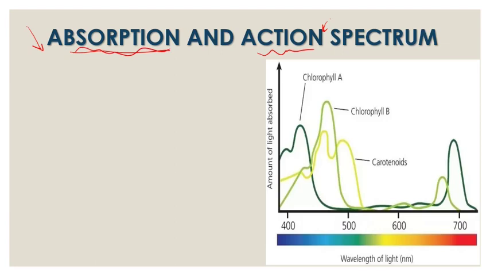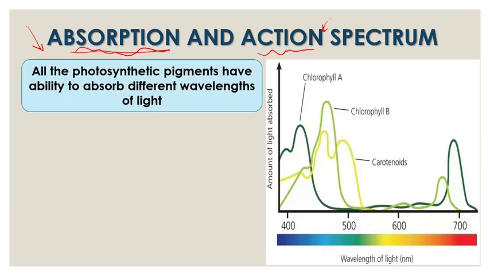In this graph, you can see that all the photosynthetic pigments, whether it is chlorophyll A, chlorophyll B, or the different types of carotenoids, have the ability to absorb different wavelengths of light. For example, chlorophyll A is able to absorb light at a wavelength of 430, somewhere around blue and violet color. It even shows a peak of absorption at somewhere around 690 nanometer. Chlorophyll B is very well absorbed somewhere at 490, and here at say 670.